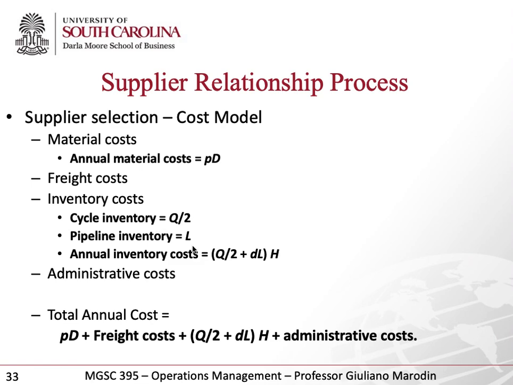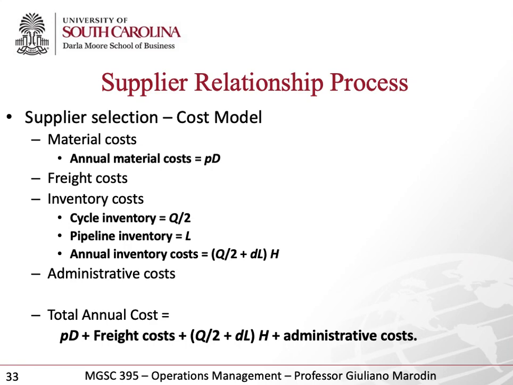Pipeline inventory is the inventory that you have during the lead time. So you bought it, you still haven't received it yet, and then you're going to calculate annual inventory cost, which will be Q divided by 2 plus demand times lead time, all of that times H. Do you guys remember what H is? Holding cost. If you said holding cost, you're right. Plus administrative cost, right? That's the cost of managing that supplier in terms of paperwork and everything.